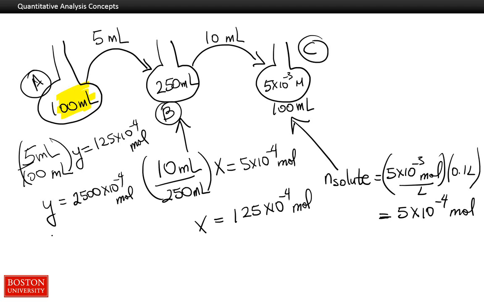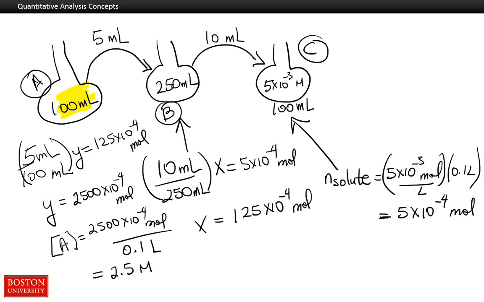So if I want to know the concentration of solution A, I'll take the 2,500 times 10 to the minus 4 moles, divide it by the volume, which is 0.1 liters, and I get 2.5 molar.